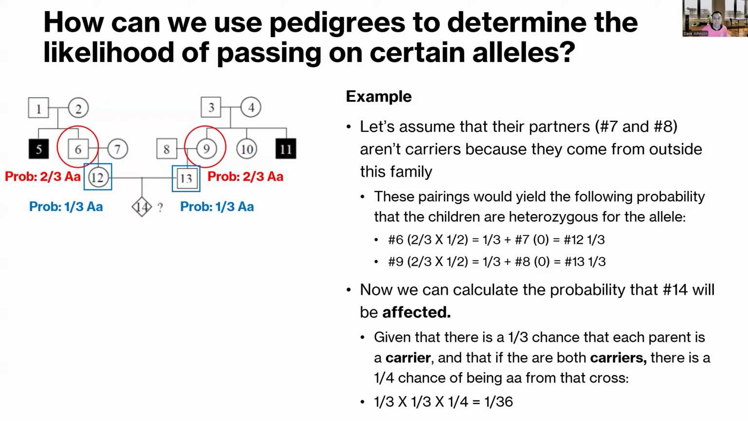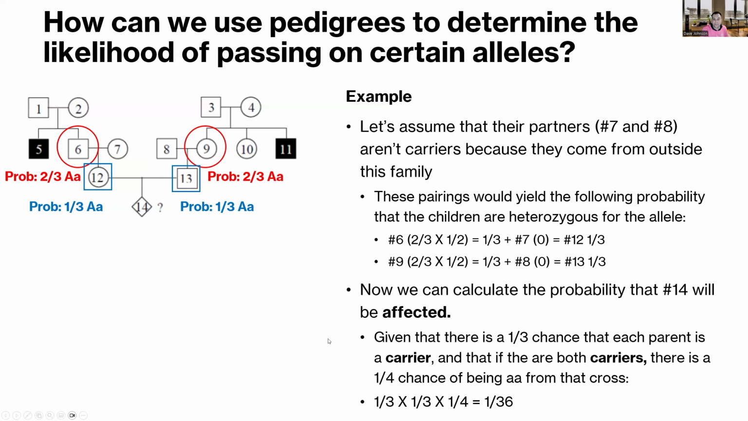Well, again, we go back to Mendel's crosses, right? There is a 1 to 2 to 1 ratio in any case where parents are both heterozygous at a given allele, which means there's only a 1 in 4 chance of 14 also being homozygous for the disease allele in the case of both parents being carriers. So we have to factor that in as well.